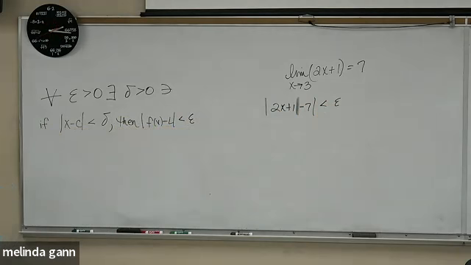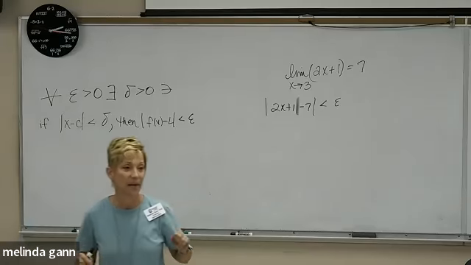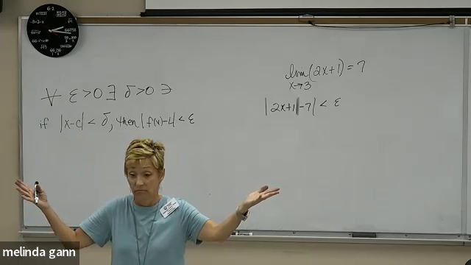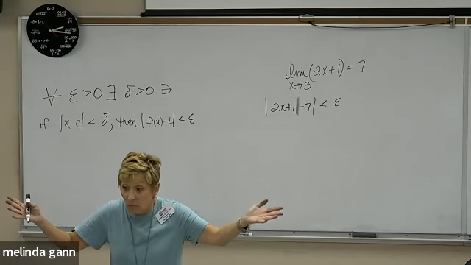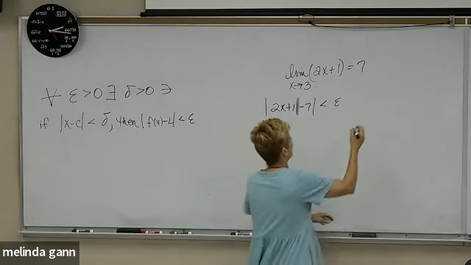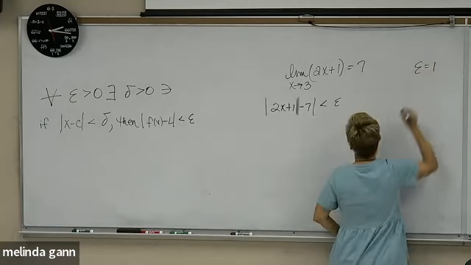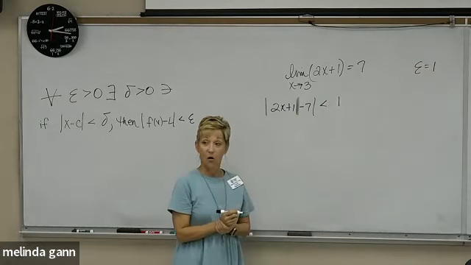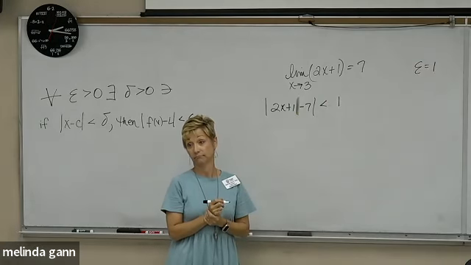Now, here's the catch though. Epsilon can be anything, correct? And for every one somebody gives me, I've got to find a delta, all right? Then you give me an epsilon. It's supposed to be small. One sounds great. All right. Epsilon is 1. So what am I going to put right here? A 1. All right, let's solve this puppy.